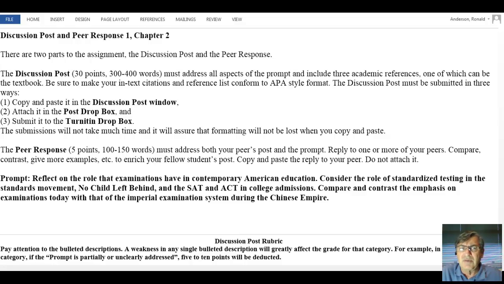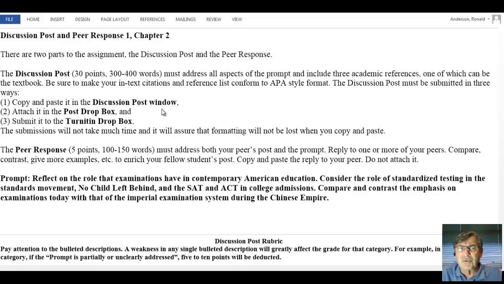So I'm expecting these to be posted in a Word document first. Then after you've created your Word document, you can copy and paste it in the discussion post window. That's the one that your classmates are going to see. And then you attach it in the post drop box. And then you're going to submit it in the Turnitin drop box so I can see the familiarity to make sure you're not overusing quotations and that you are not copying it right out of a book or from a paper that was submitted previously or an assignment submitted previously from one of your classmates.